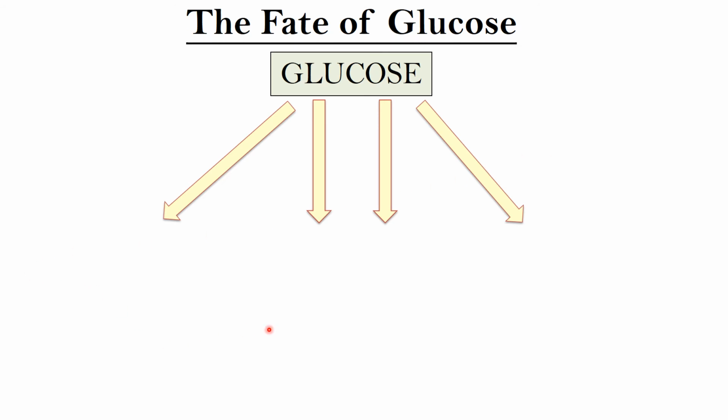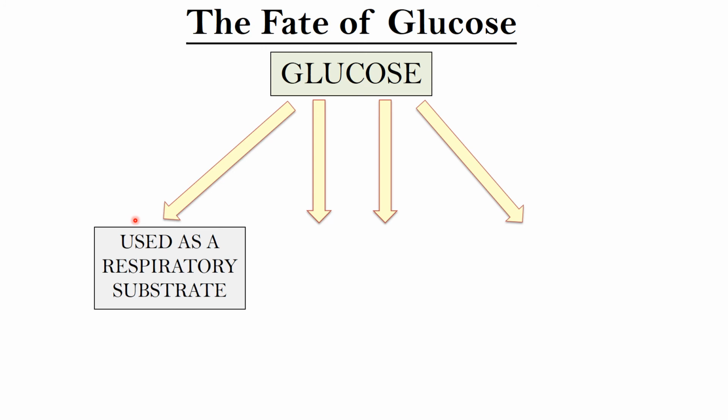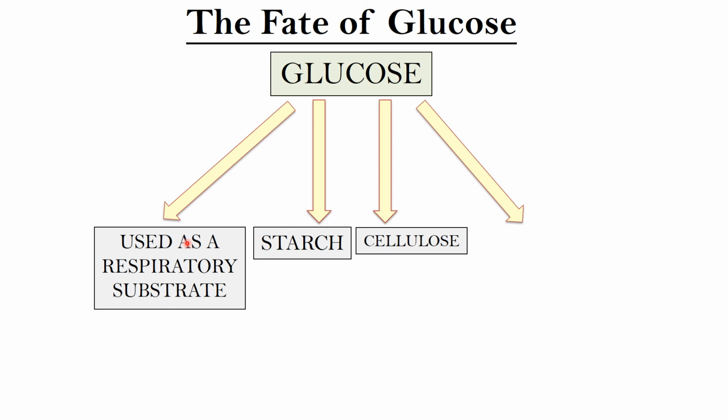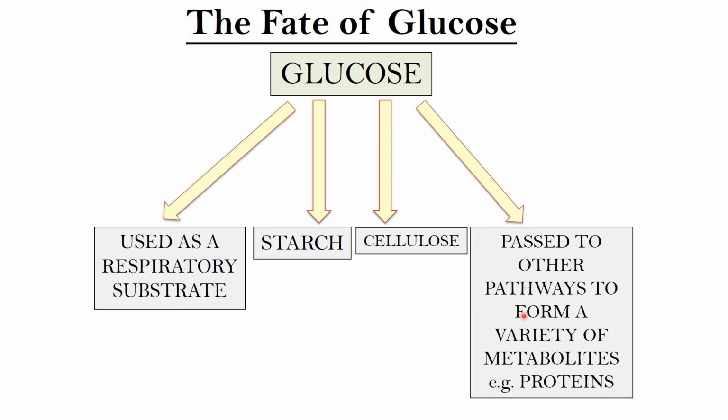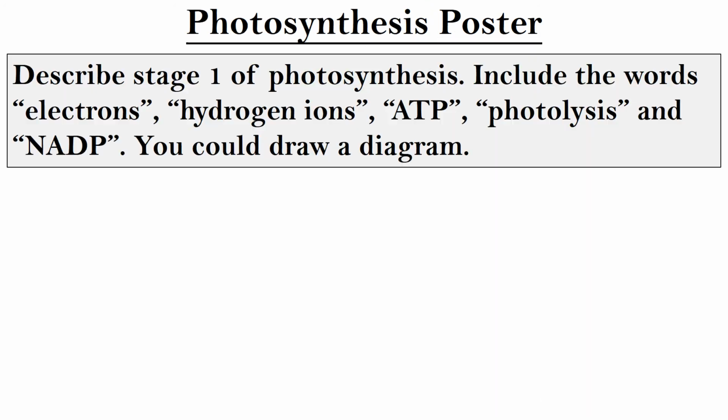And Higher doesn't really move too much beyond that, so we just change the language a wee bit. So it can be used for respiration or used as a respiratory substrate, turned into starch, turned into cellulose, and the new one that hasn't been mentioned before at National 5 is it can get passed on to other pathways. So it can be used for other metabolic pathways, for example, in the production of proteins. So that is the stages of photosynthesis.